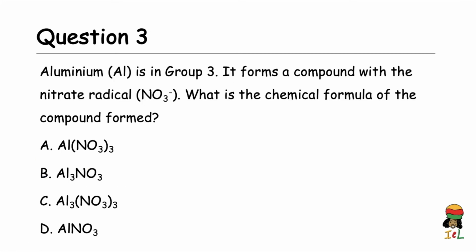Question 3. Aluminium, Al, is in group 3. It forms a compound with the nitrate radical NO3-. What is the chemical formula of the compound? A. Al(NO3)3. B. Al3NO3. C. Al3(NO3)3. D. AlNO3. The answer is A. Al(NO3)3. Look to the right of the screen and you'll see how we arrived at our answer.